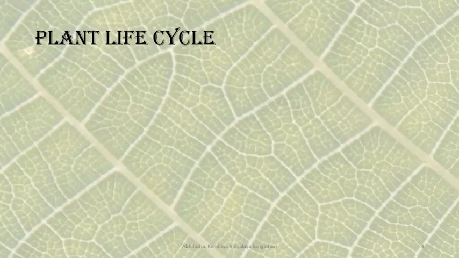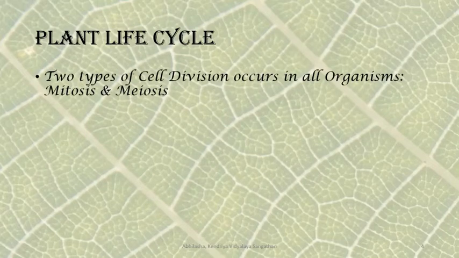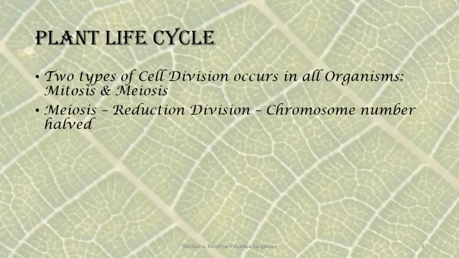During the life cycle of a plant, two types of cell divisions occur, mitosis and meiosis. Of these, mitosis is equational division in which the cells formed are exactly like the parent cells. There is no change in chromosome number. But in meiosis, the chromosome number is halved. So this is known as reduction division.